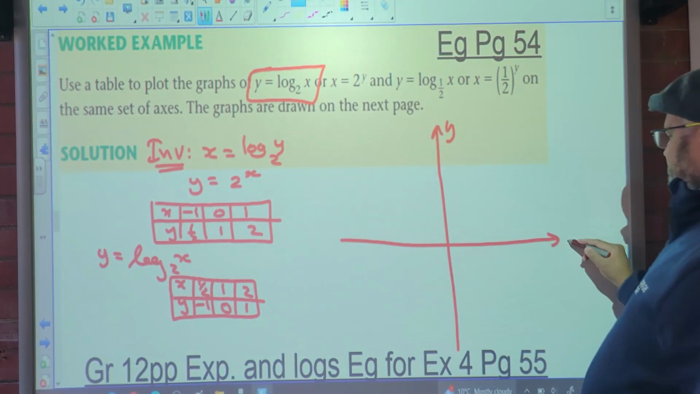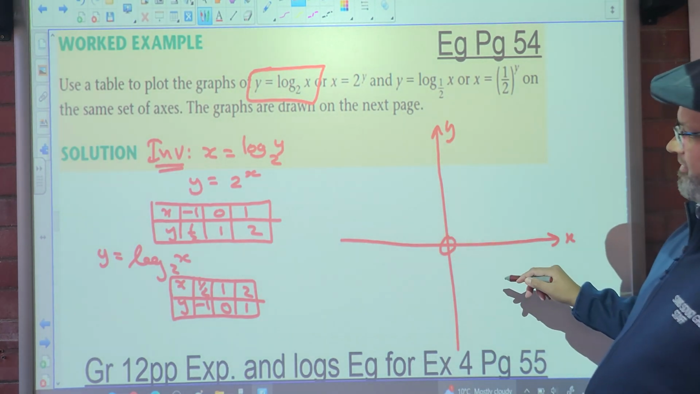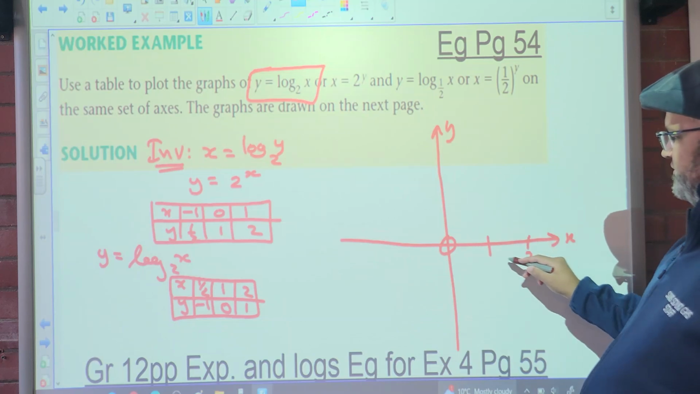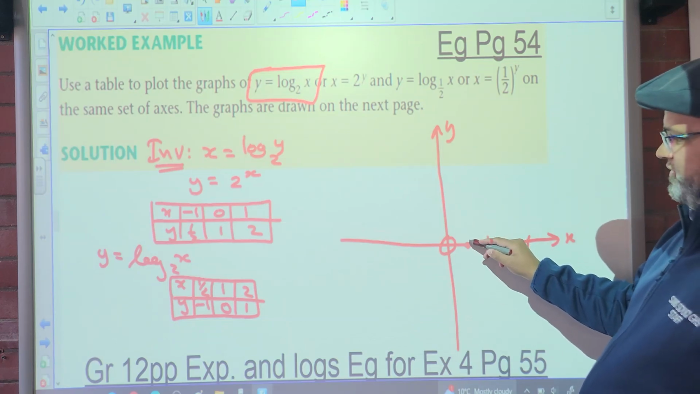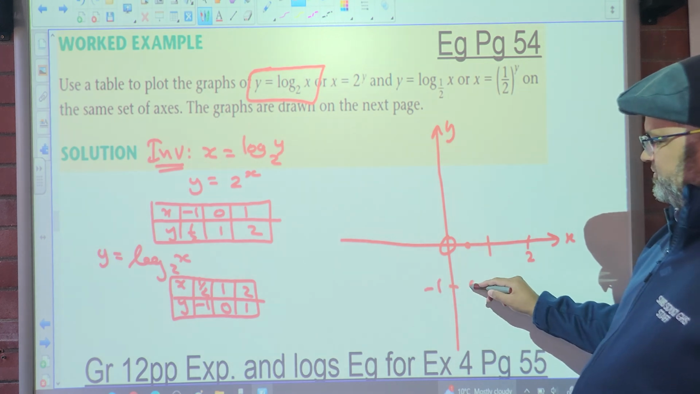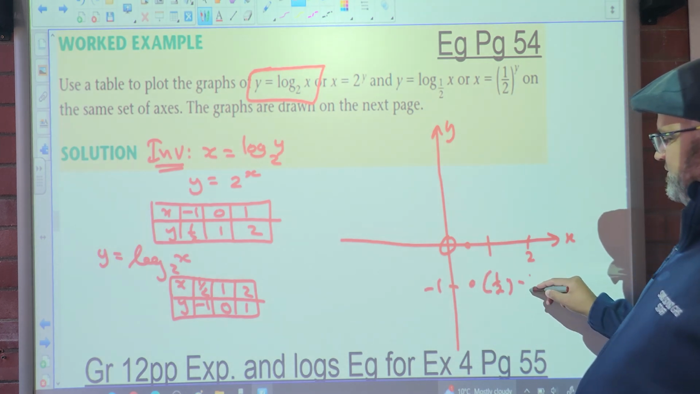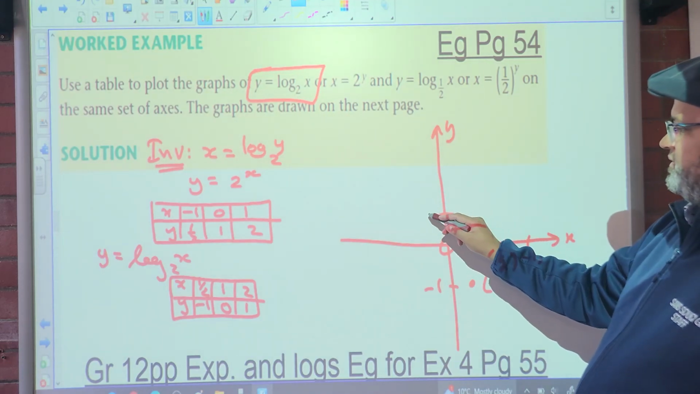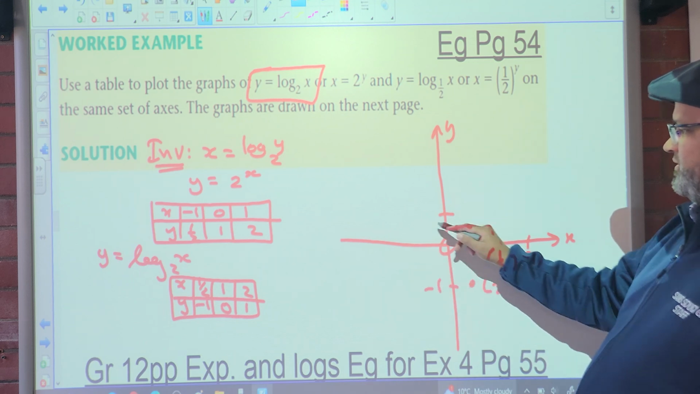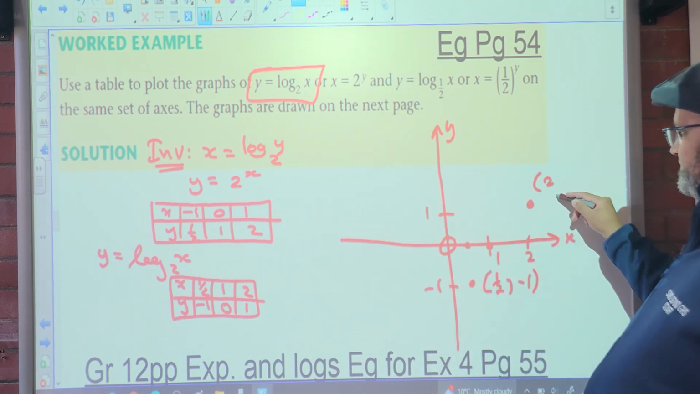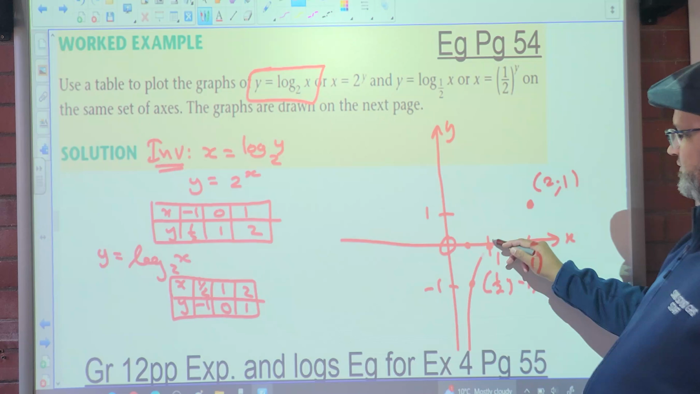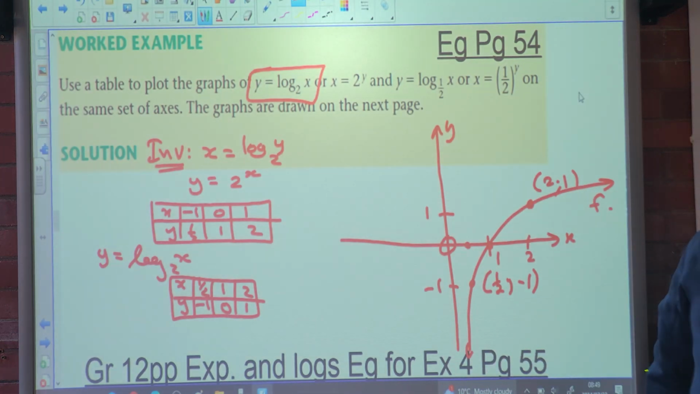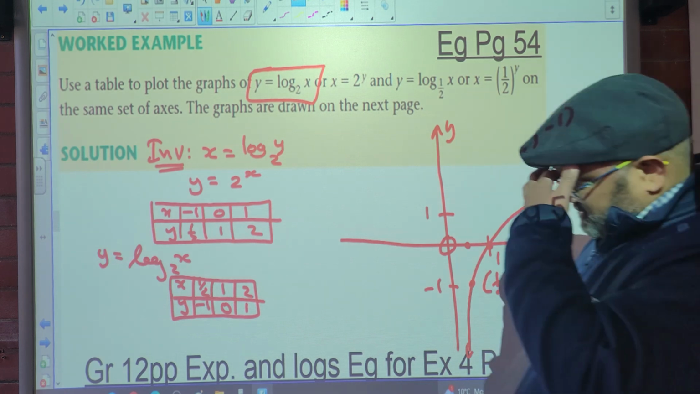And then y, x. So it's 8, 1, 2. It's half and minus 1, 0 and 1 and 1 and 2 and 1. There's your logarithm. Okay, you guys understand? That's one way of doing it.